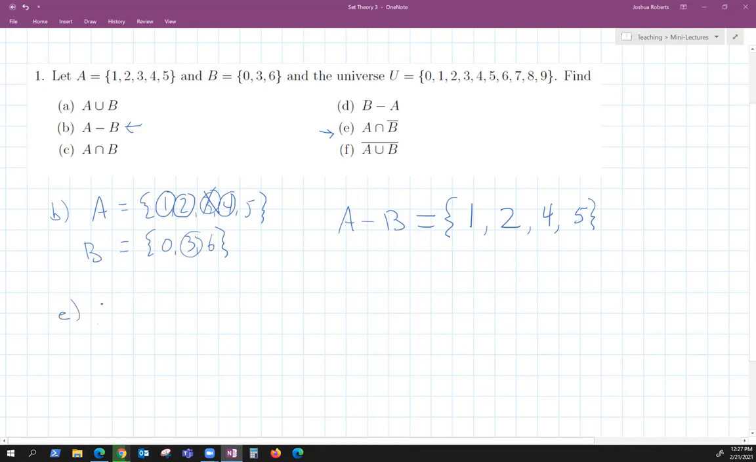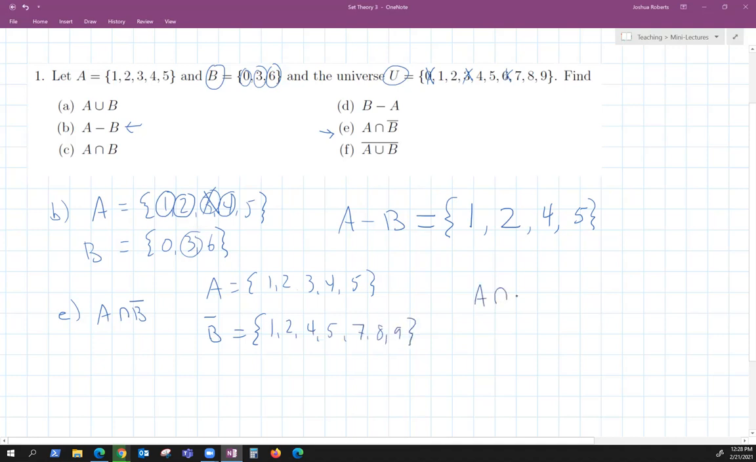For part E, A intersect B complement. Well, I know what A is. A is just 1, 2, 3, 4, 5. I'm going to write down what B complement is. So B complement is everything that is in the universe that is not in B. So I'm going to drop out 0 because that's in B. I'm going to drop out 3 because that's in B. And I'm going to drop out 6 because that's in B. And what's left for B complement will be 1, 2, 4, 5, 7, 8, and 9.